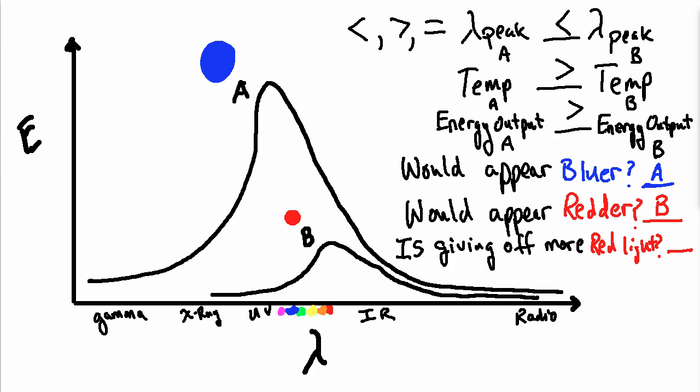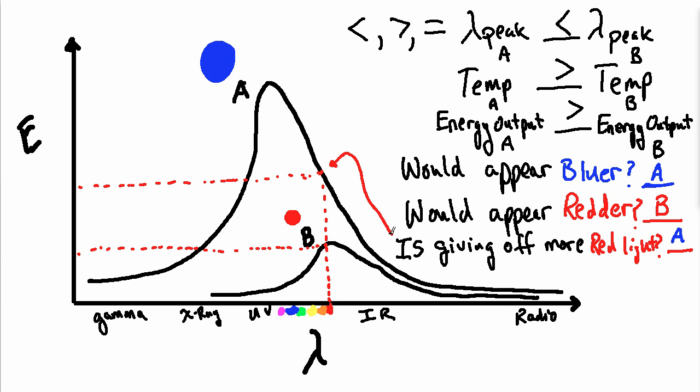Now, in terms of which object is actually giving off more red light, this is a little more complicated. If we draw in a dotted line right at the red wavelength of light and let it intersect both light curve A and light curve B, what we see is that even though object A would appear blue, it's giving off a lot of red light. In fact, it's giving off more red light than object B, even though object B appears red. Object A is giving off more red light than object B.